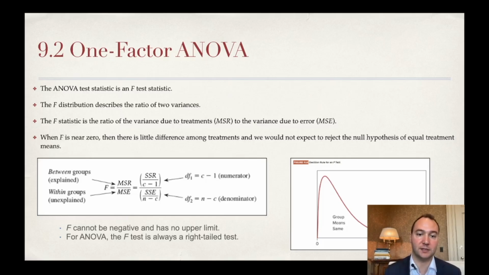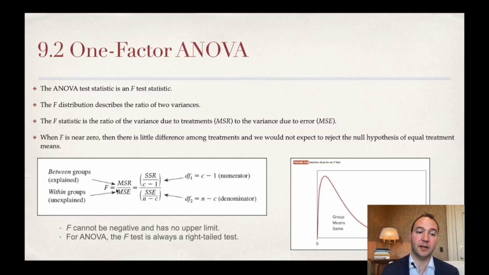the null hypothesis. If there's no big difference between our groups, then our MSR on top of this equation would be very small. The numerator would be very small if there's no difference between groups, right? So if there's no difference between groups, we would have a very small F statistic. If our F statistic is small, it's closer to 0, which means it's less likely to reject the null hypothesis.